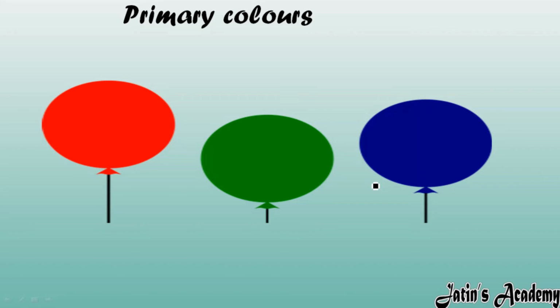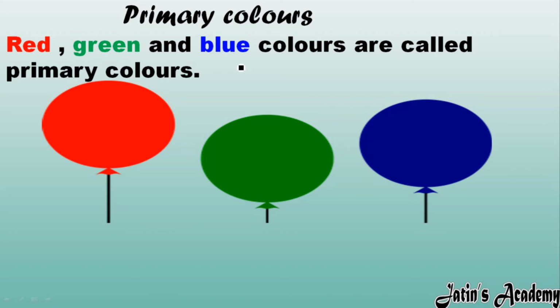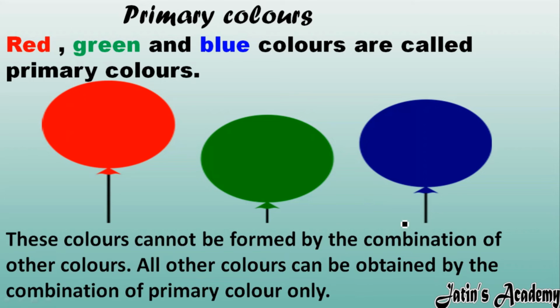Next, we are having primary colors. So RGB, or you can say red, green, blue, are the colors known as primary colors. Why are red, blue and green known as primary colors? See carefully. These colors are known as primary colors because we cannot obtain these colors by mixing any other two colors. Means we cannot mix any other two colors to obtain red. We cannot mix any other two colors to obtain blue, or green. So these colors cannot be obtained from any other two colors. That is why they are known as primary colors.